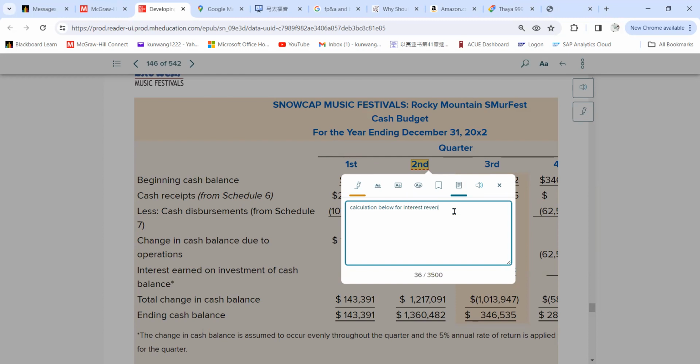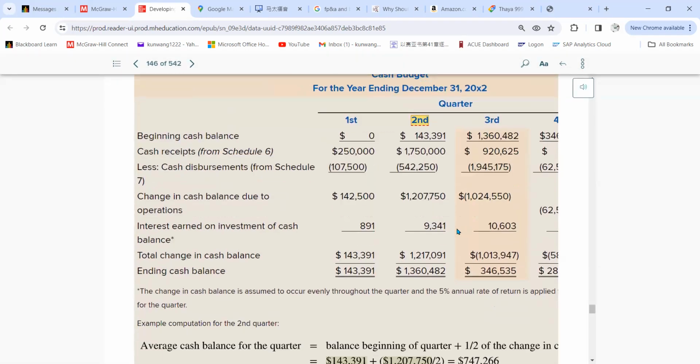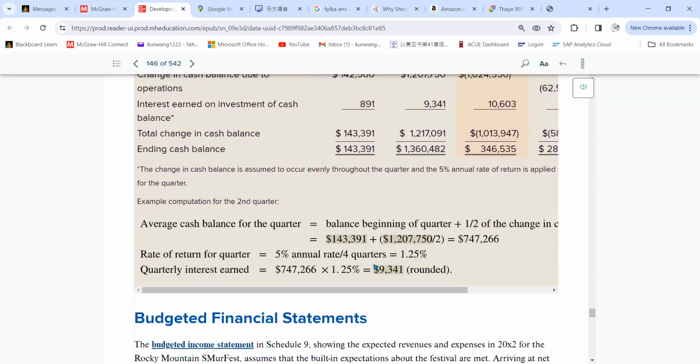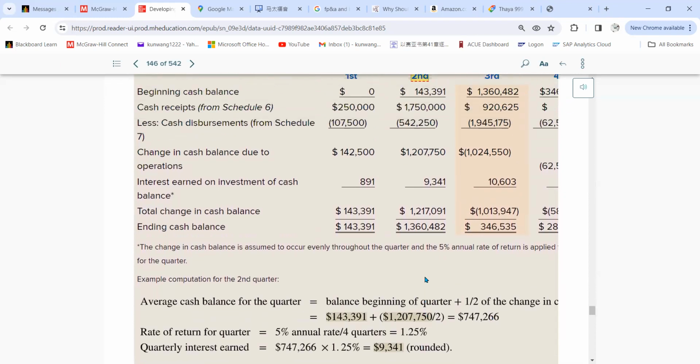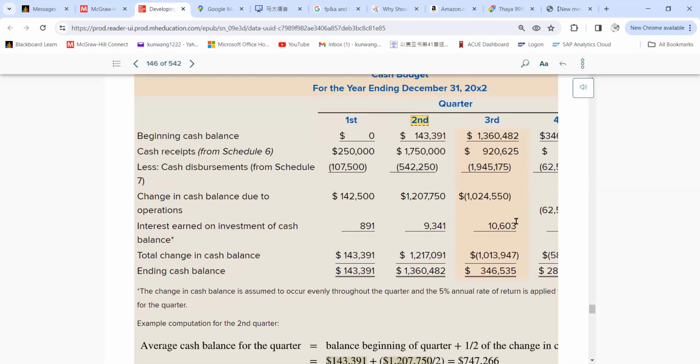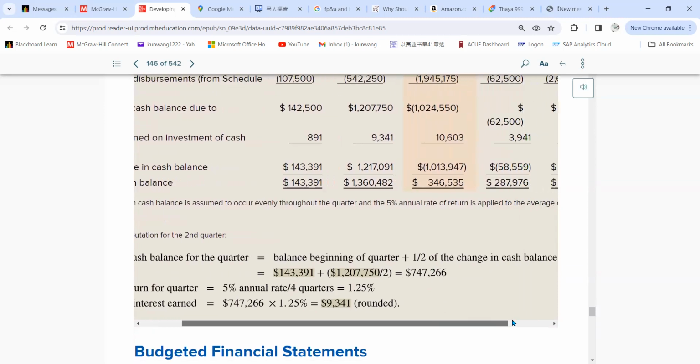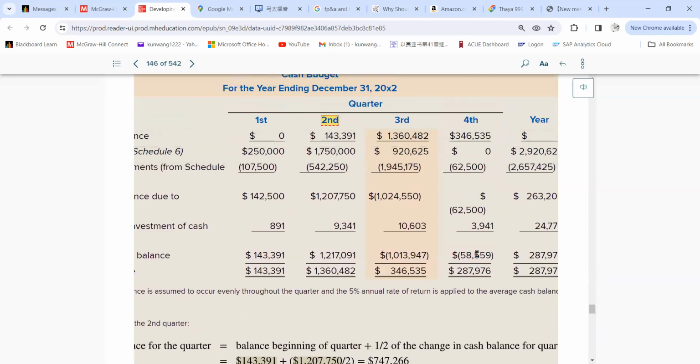For the interest revenue, this one, 9,341, is where you can get it. This is the example calculation. Similarly, we can do the one for the third quarter, but you got some extra interest revenue. And then in the fourth quarter, we have a negative, because we have no more revenues, no more cash receipts, but you do have some cash payments in that.